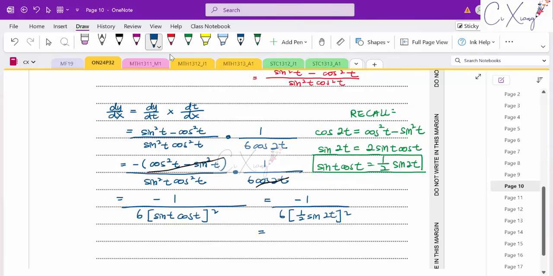Okay, so after you expand, you'll be having 4 on top, because 1 over 2, you need to square, right? So 1 over 2 square is 1 over 4. So 6 divided by 1 over 4, you get 3 over 2. 1 over 3 over 2, you get 2 over 3. So you're having -2 over 3 sine square 2t. And you can see this is basically what they want us to show in the equation on top.